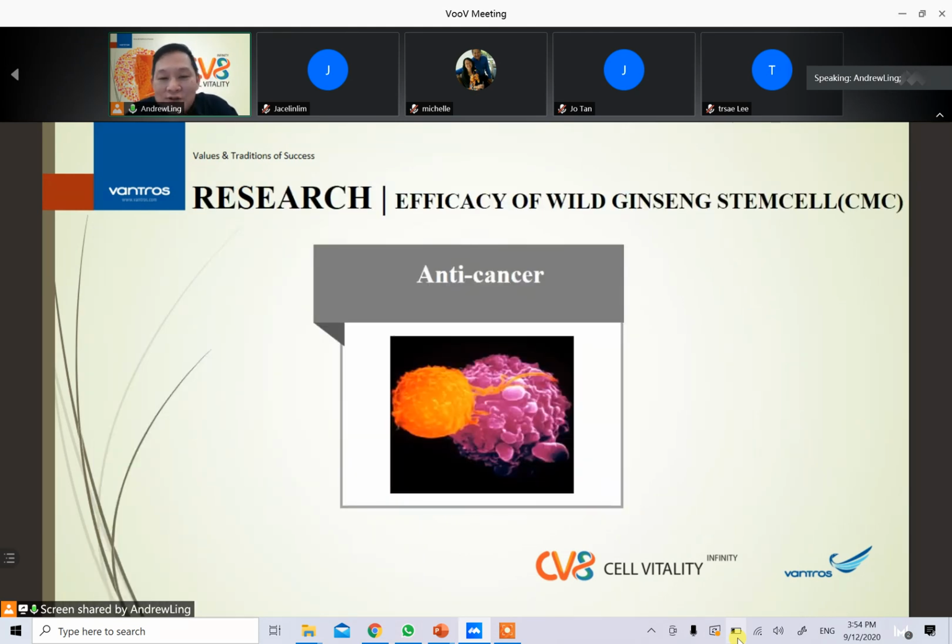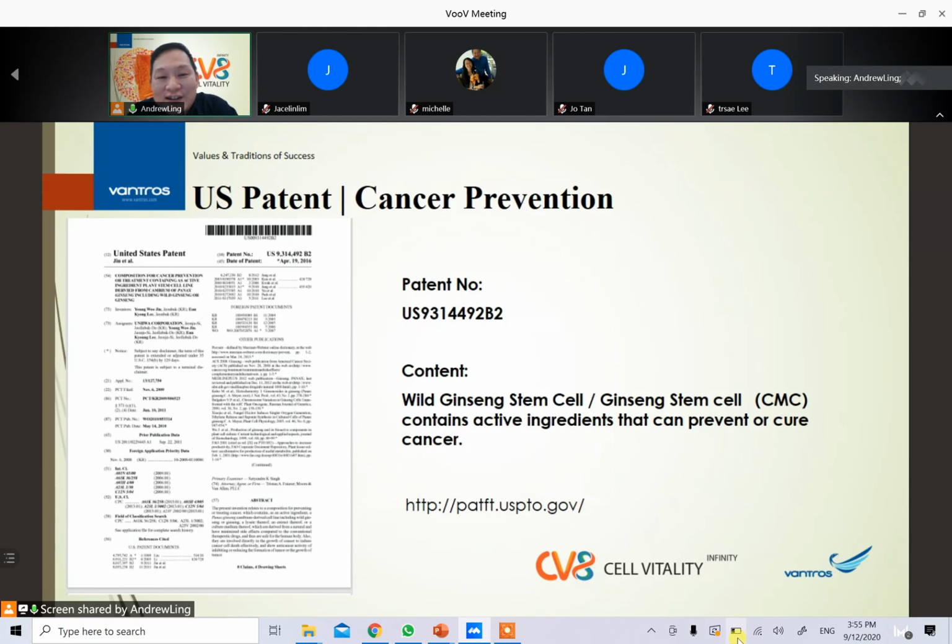And of course, in terms of anti-cancer, now a lot of research has been done, quite a few types of cancer. Okay, it shows a good result in which the wild ginseng stem cell actually helps to improve the cancer condition. And of course, all this cancer prevention research is also patented in US as well.